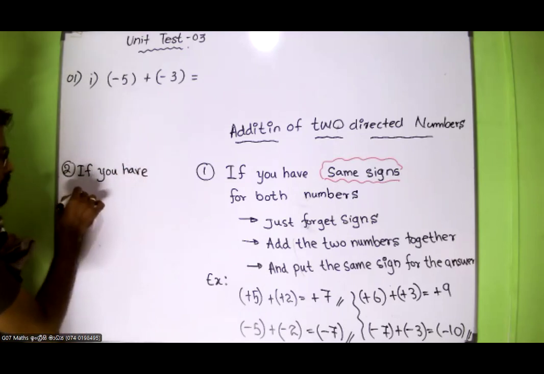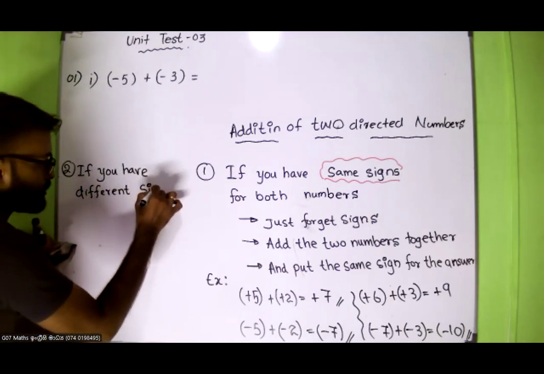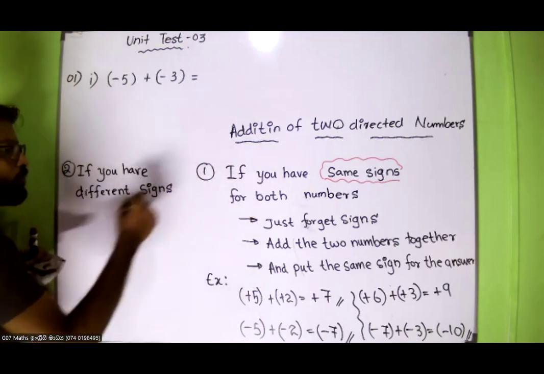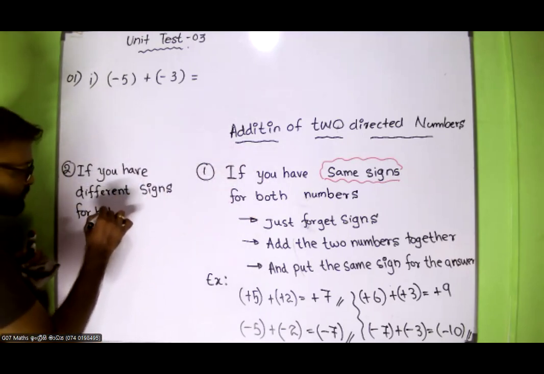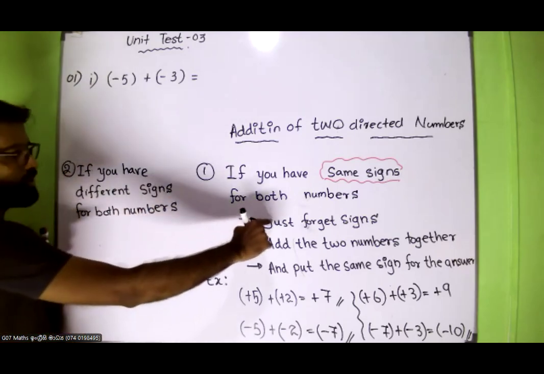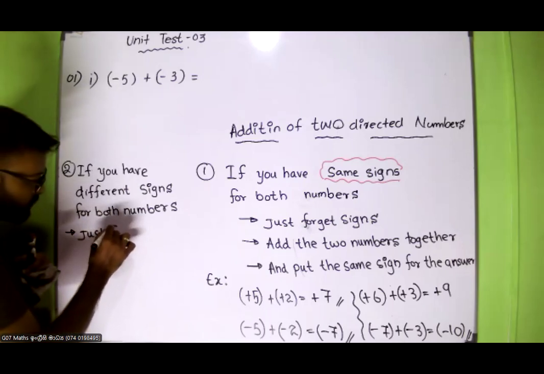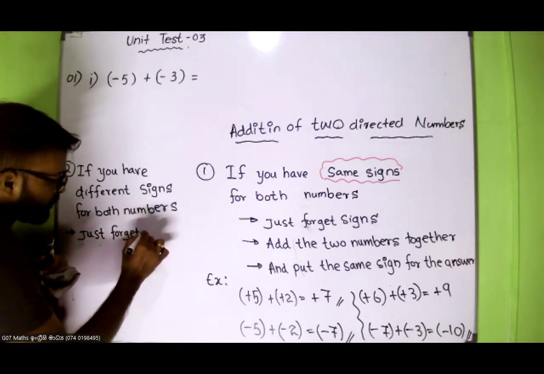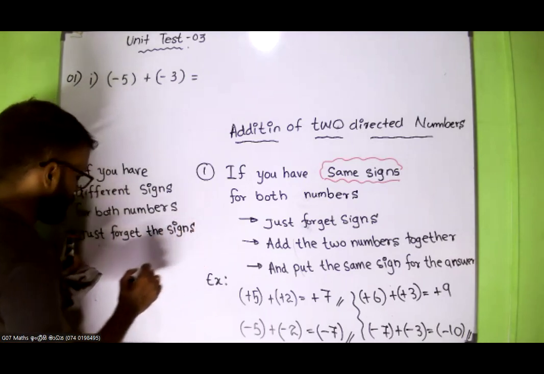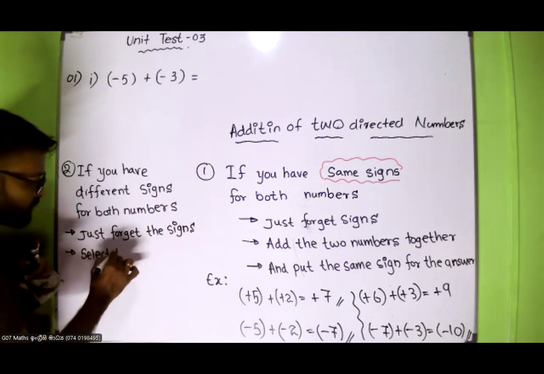different signs? If you have different signs, what happens? Same way, but there is a little bit of difference. If you have different signs for both numbers, this is the way that you are going to follow. First step is same, just forget the signs. Select the biggest number.